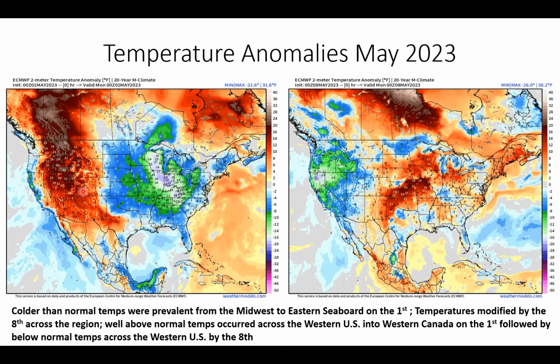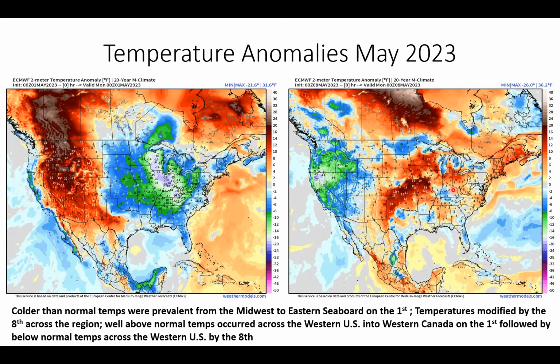Beneath that strong upper level ridge, it's no shock, we're seeing the much above normal temperatures across the western U.S. by the 1st of May 2023 on the order of 15 to 20 degrees Fahrenheit for a large swath above normal across the western U.S., Utah, Nevada, and then even there were some 20 to 23 degrees Fahrenheit above normal readings across parts of Idaho and western Montana by the 1st of May.